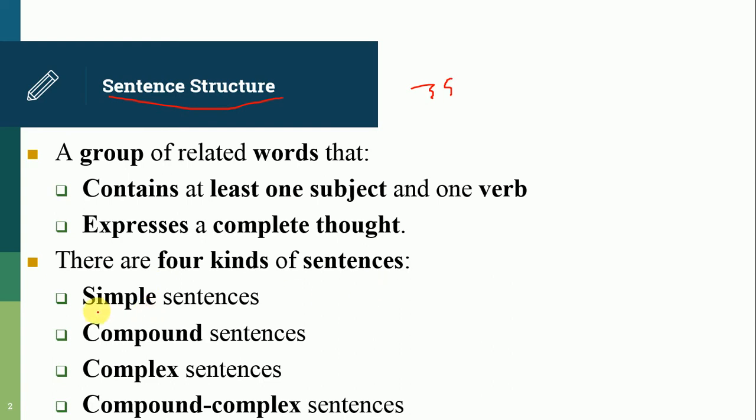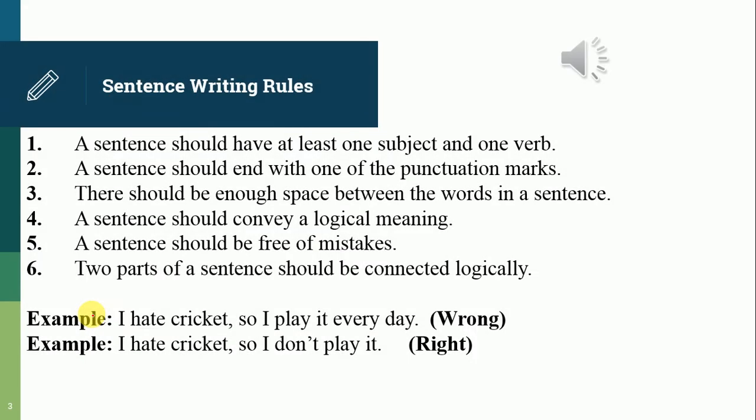According to structure means how a sentence is made, like how many things are got together and they form a sentence. So according to structure, we've got a simple sentence, we've got compound sentence, we've got complex sentence, and we have got compound complex sentences. So let's get started. We will study the first one.